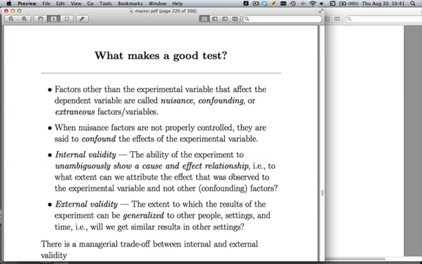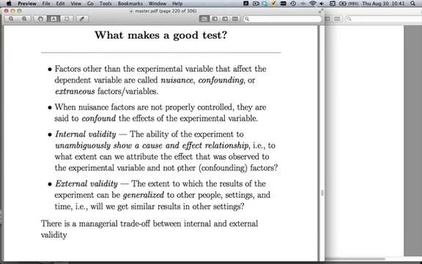This is one thing that makes a good test. The other thing that makes a good test is called external validity. So external validity means that the results of your test will generalize to other settings. So what I learned from this test I can apply to other situations.